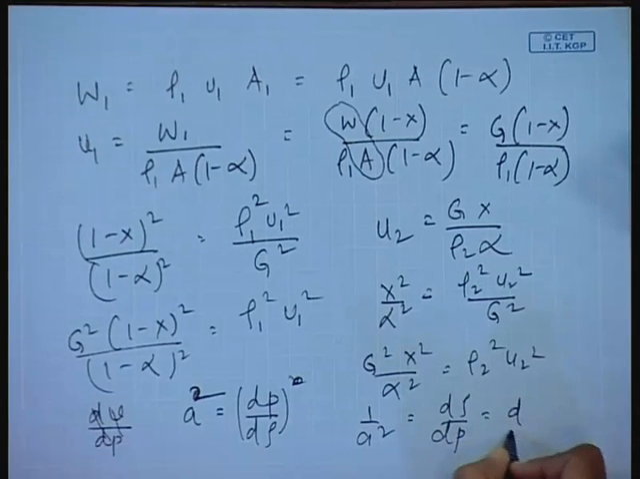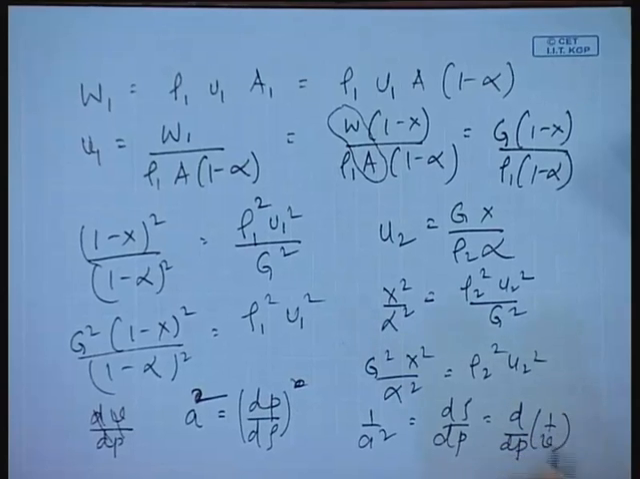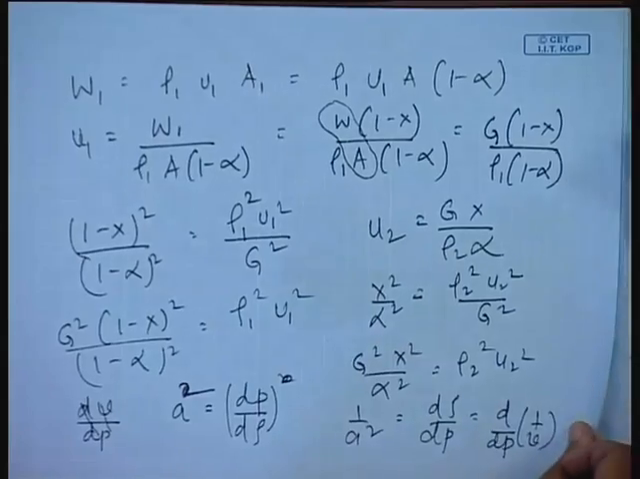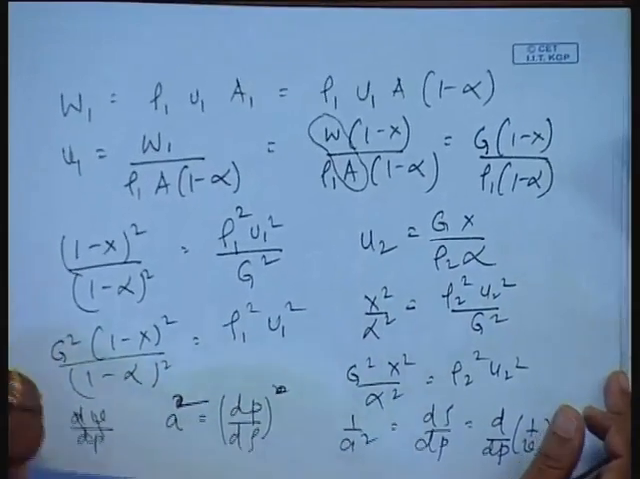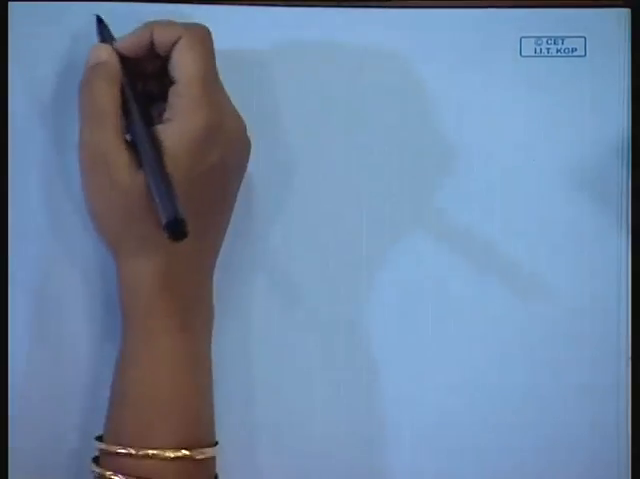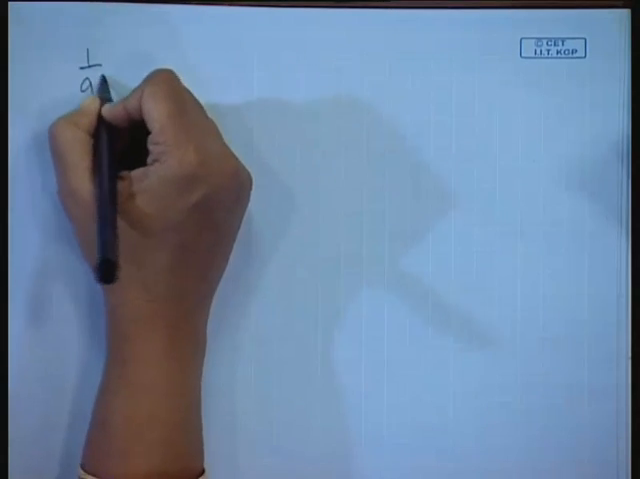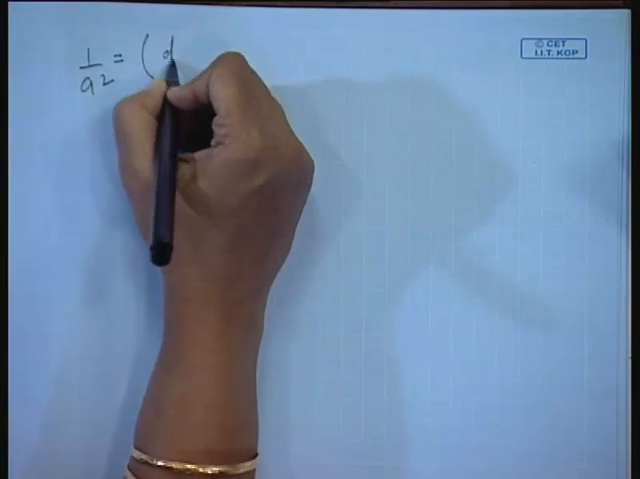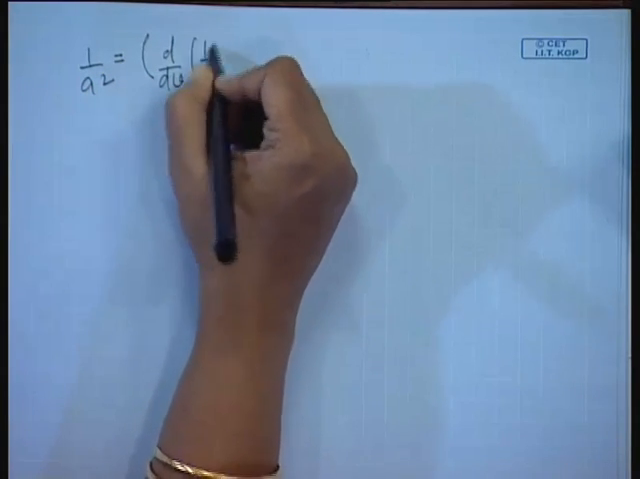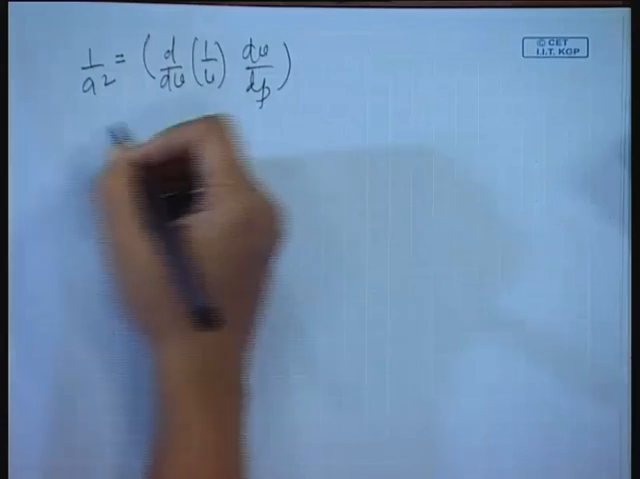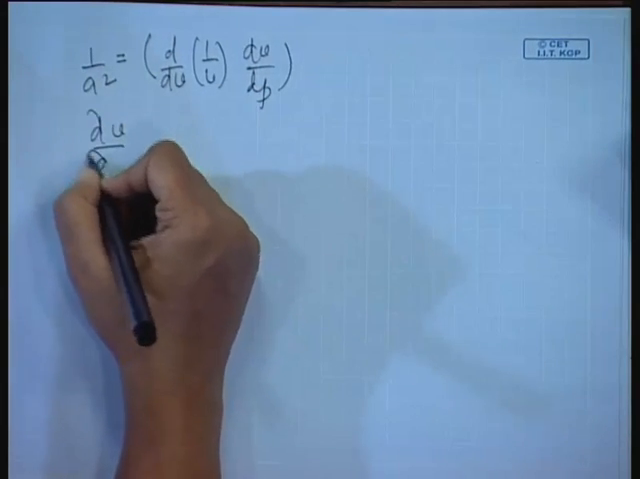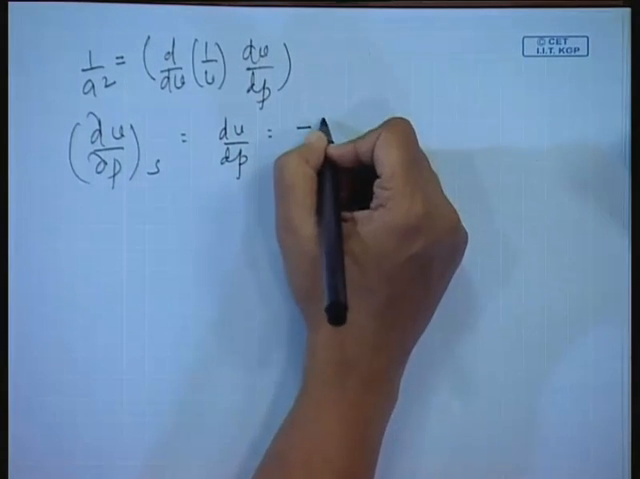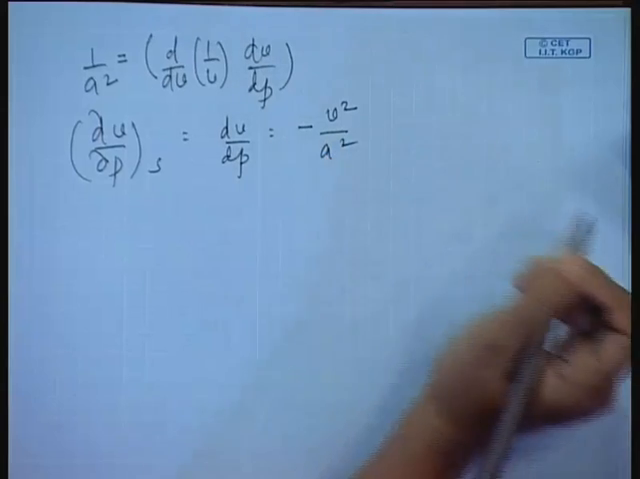So, in other words this becomes equal to d dp of 1 by V, agreed? These derivations I had already done in the class previously. So we can write it as 1 by A square equals d dv of 1 by V into dv dp. Therefore we find dv, or rather del v del p at constant S, which in this particular case is dv dp equals minus V square by A square, yes or no.